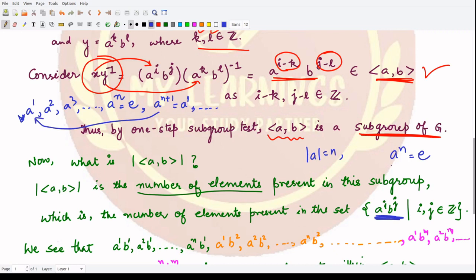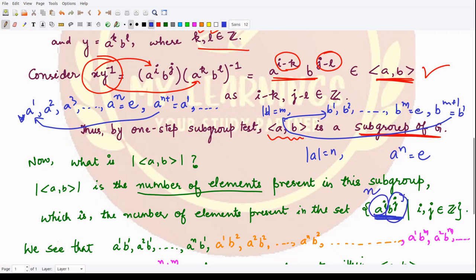Similarly for the powers of b, because you know the order of b is m, we can go at most up to b raised to power m, which is the identity, because thereafter it would just be equal to b and the elements would start repeating themselves, correct? So how many choices for a are there with us? There are in total n choices. And how many choices for b are there? In total we have m choices, correct?